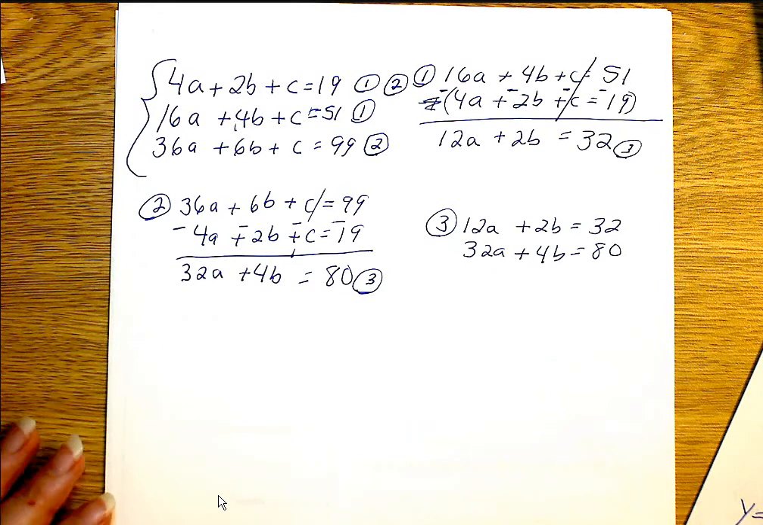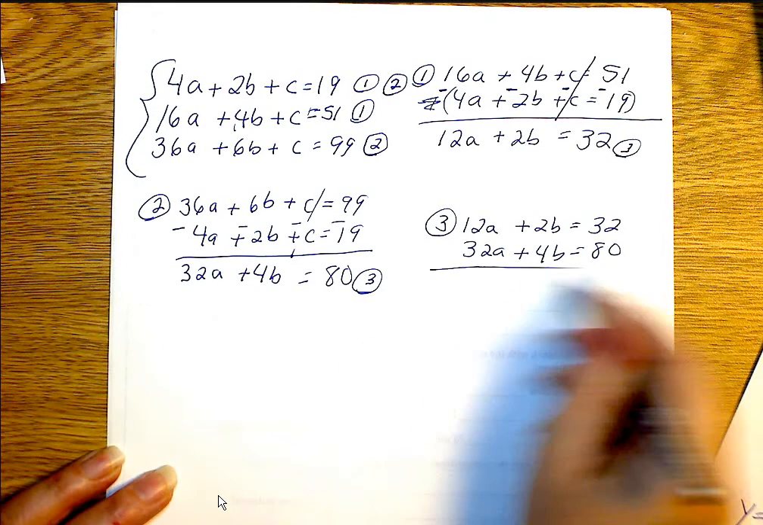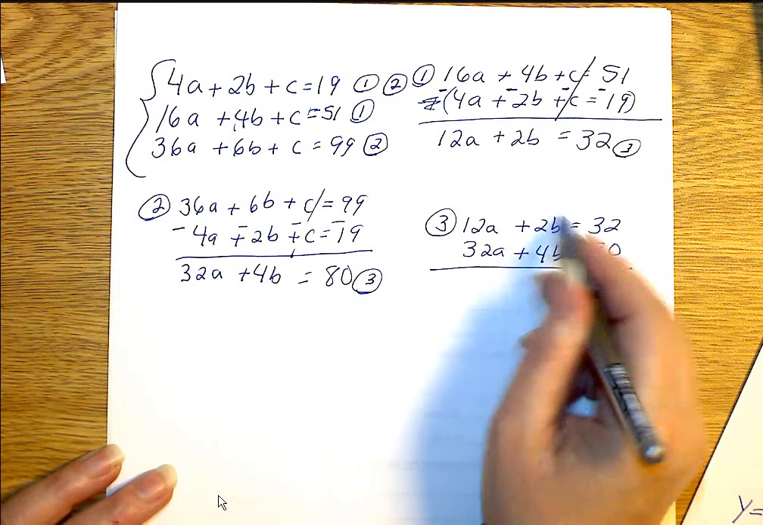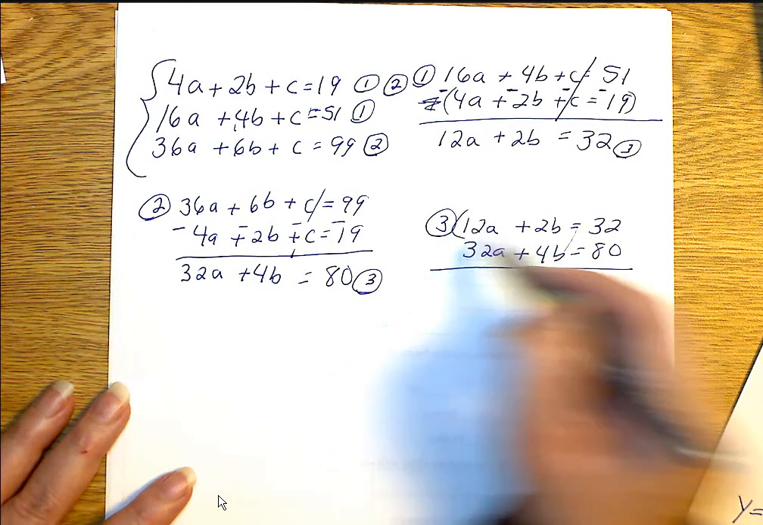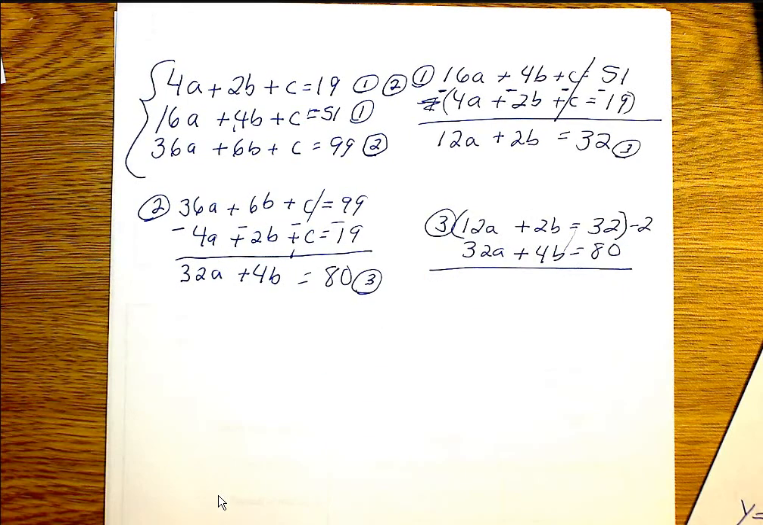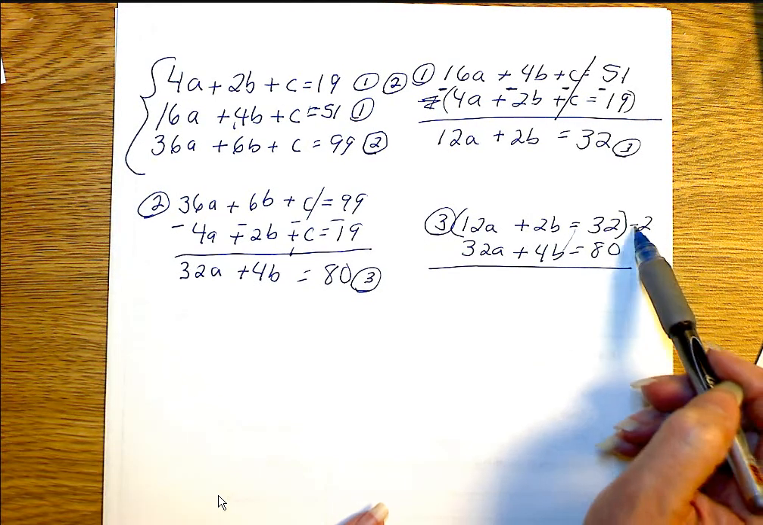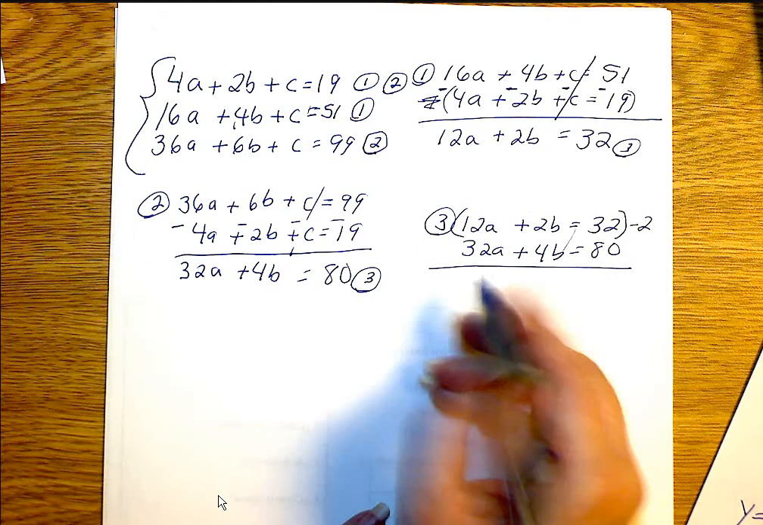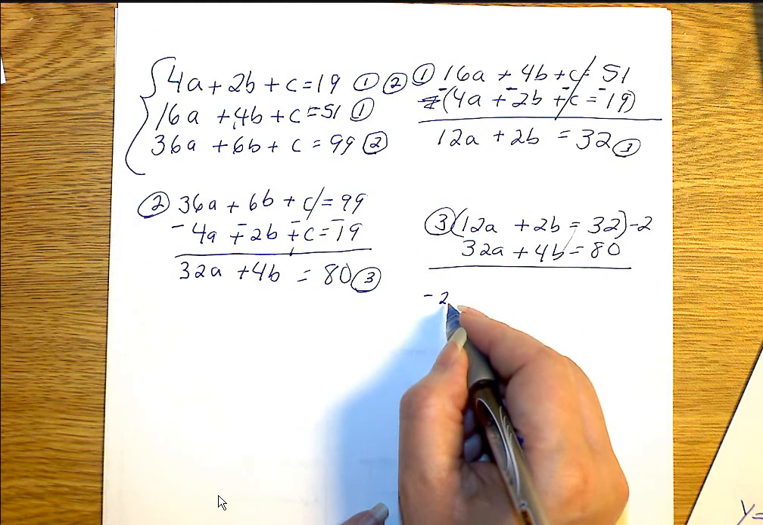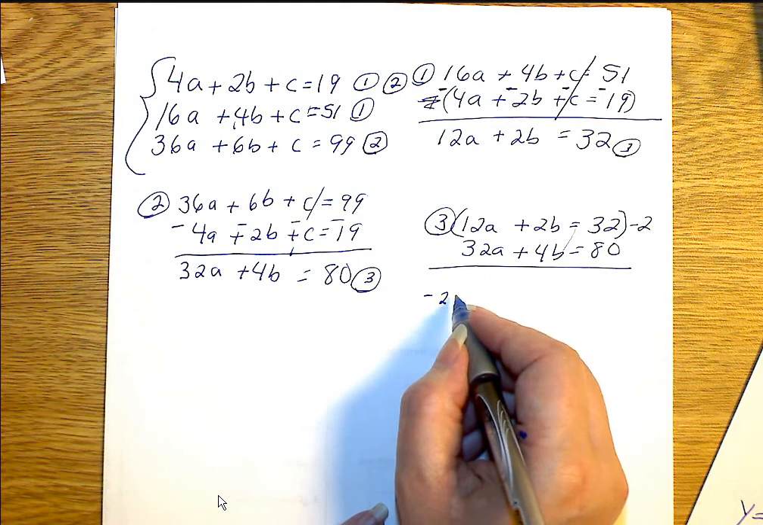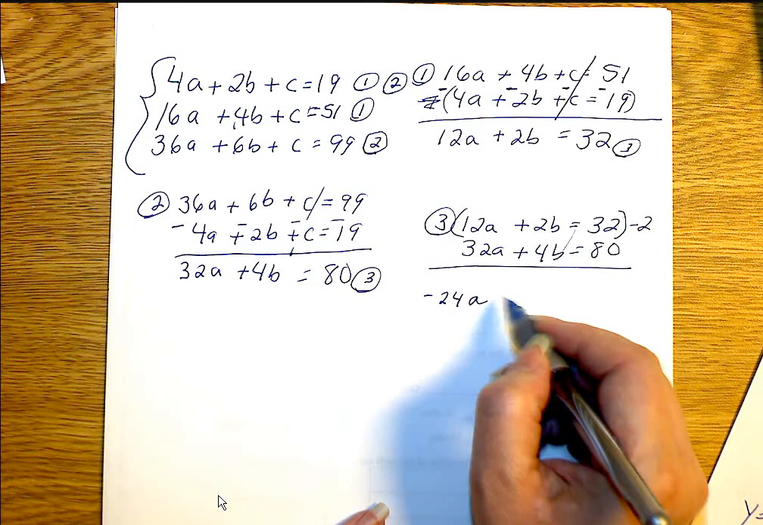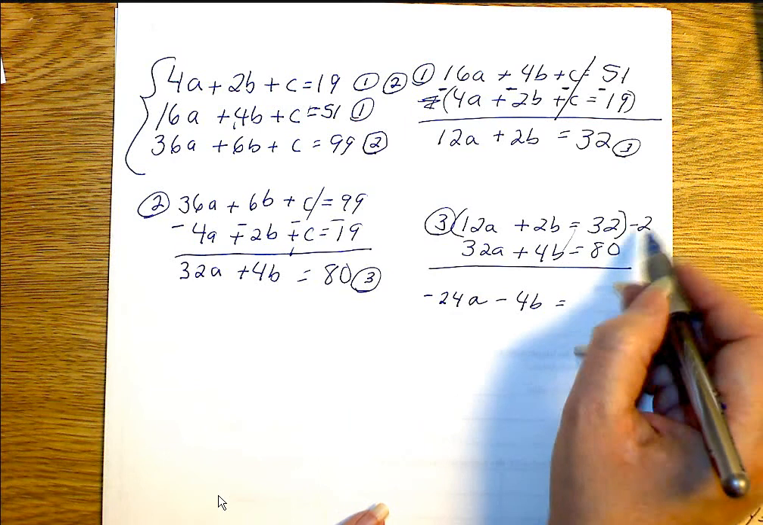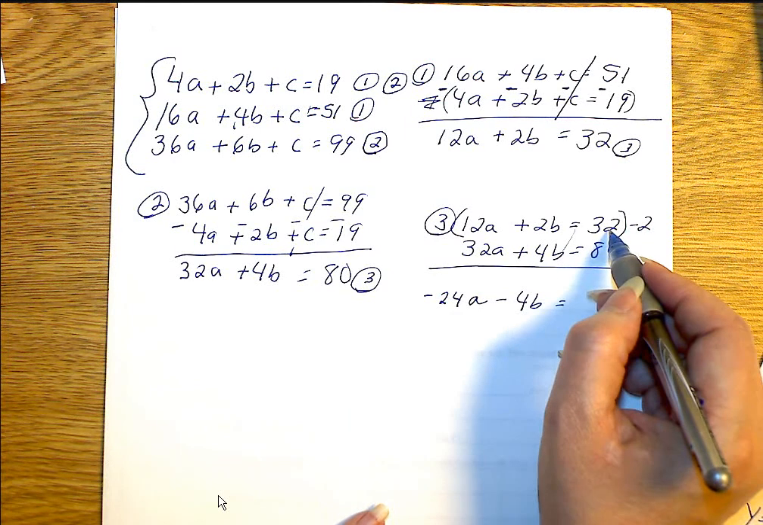What can I multiply the top by to get rid of my B's? Negative 2. So I'm going to multiply this by a negative 2. Negative 2 times my 12 gives me a negative 24a. Negative 2 times 2 is negative 4b is equal to negative 2 times 32 is a negative 64.